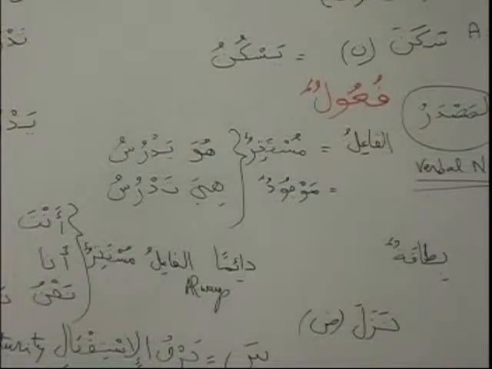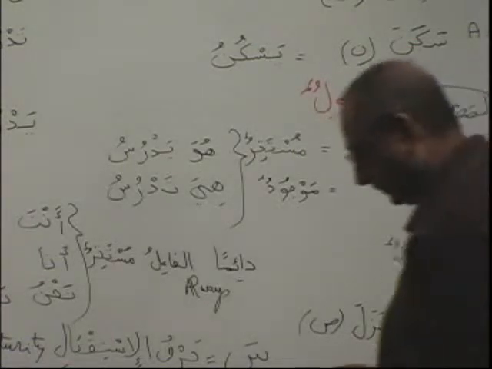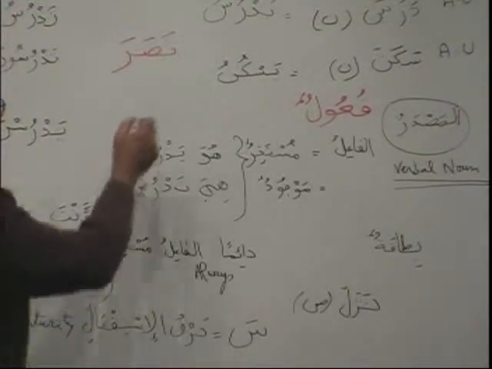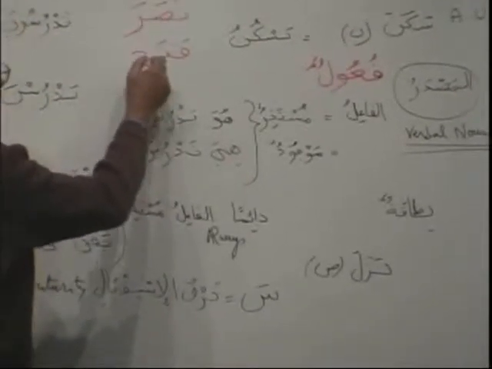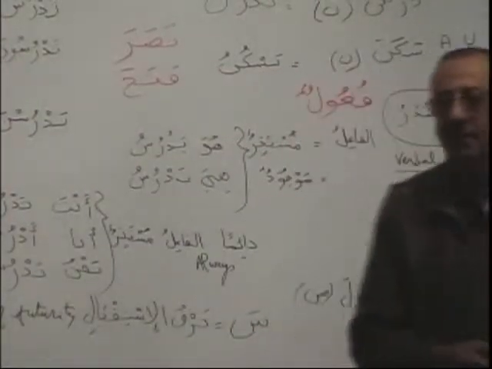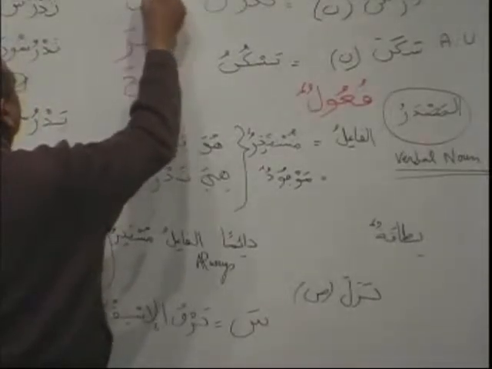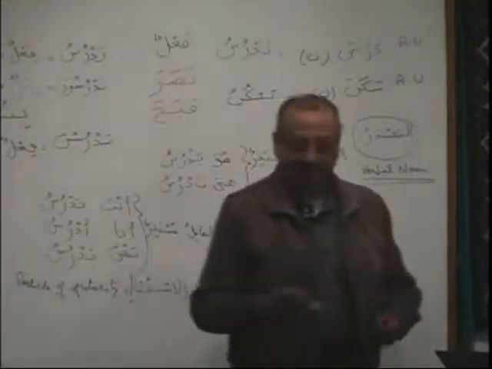Okay? Now just to tease you, are you with me, brothers and sisters? Just to tease you now, I will give you another form of masdar. Here is another verb, brother. Here is another verb. Now, these two have a different form of masdar. What is the form of masdar for nasara? Are you with me? What is the form of masdar? Fa'lun.